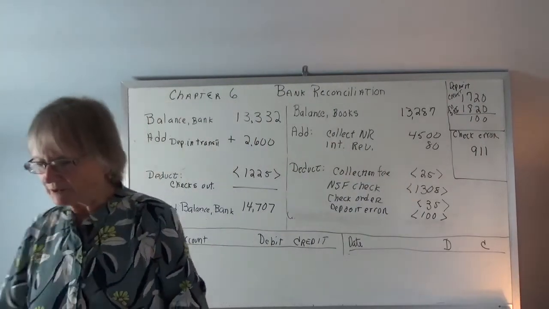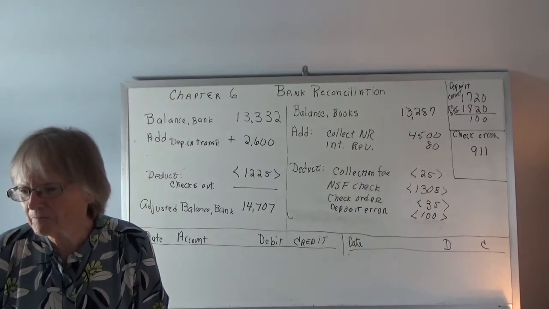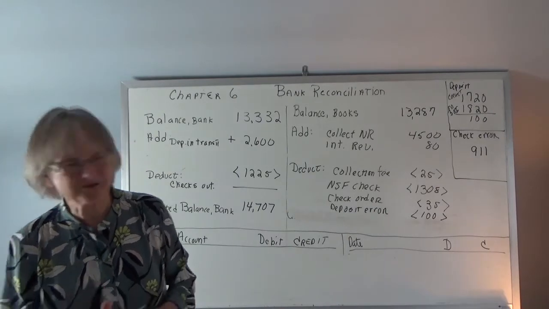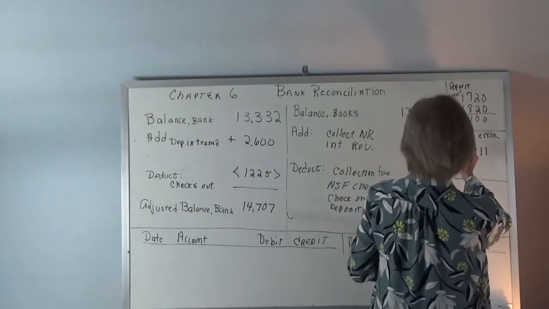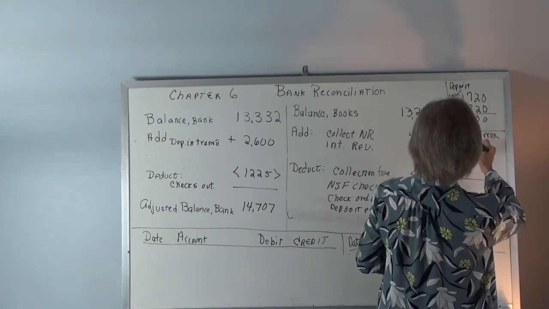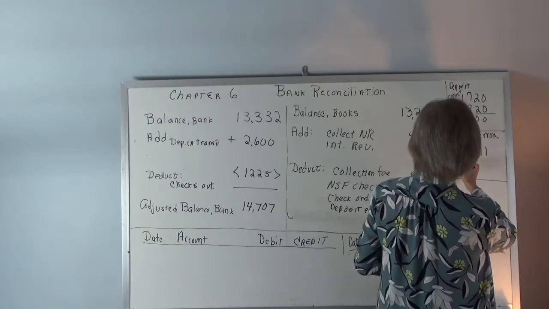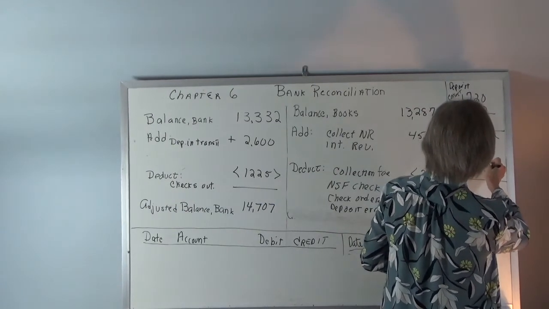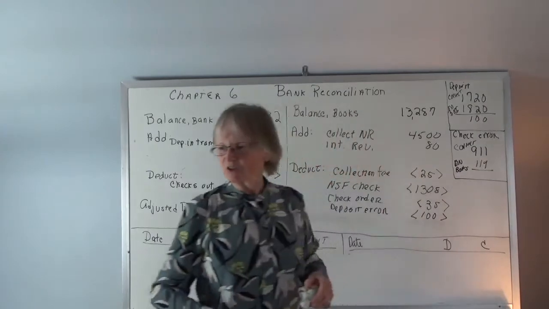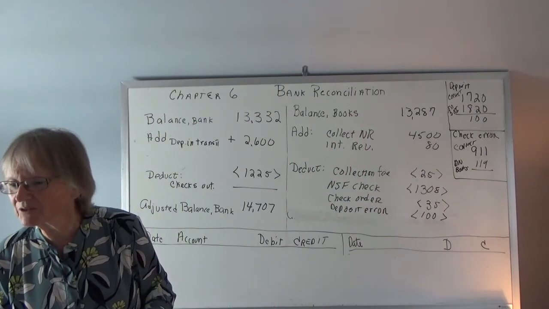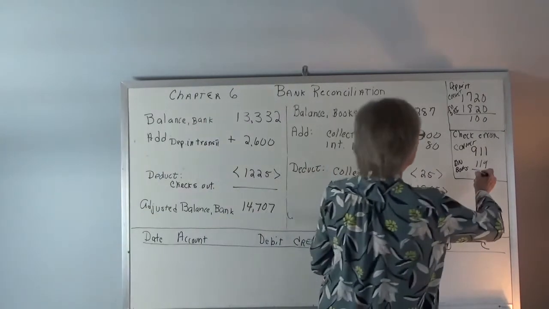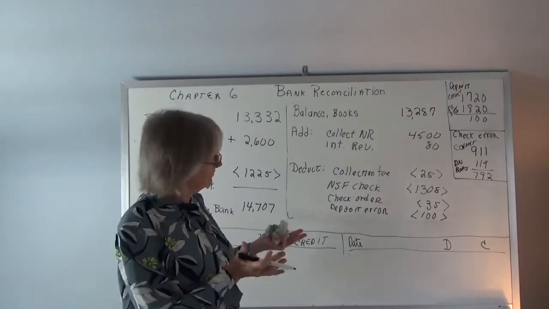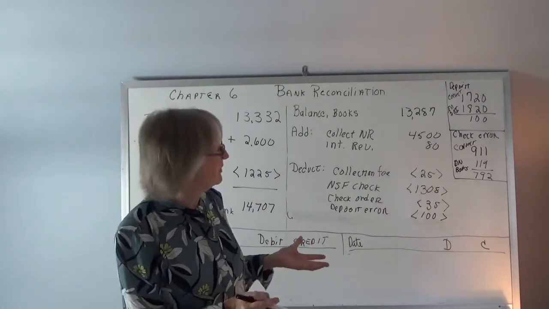And what really happened was, oh wait a minute, I'm sorry. They issued a check for 911. So this is the correct amount, okay? But what's on the books is wrong. They put 119. Okay, so the difference between those two amounts is going to be a $792 adjustment needed.